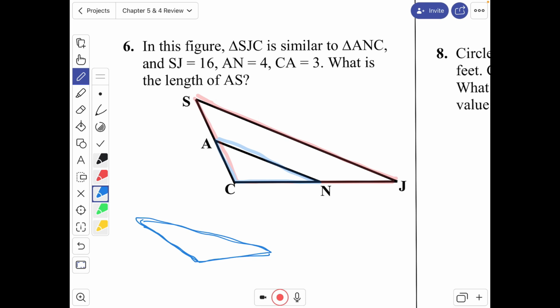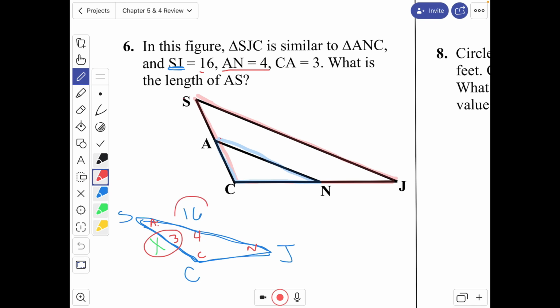So this will be the big triangle, S and a C and a J. And it says from S to J is 16. And then I'm going to put the matching little triangle. So A goes with S, so I'm going to put A inside. N goes with J, so I'm going to put that inside. And then C is still C. It says AN is 4. So A to N is 4. C to A is 3. And we're supposed to figure out AS. Well, AS is just part of this right here. So we're going to figure out what this part is.